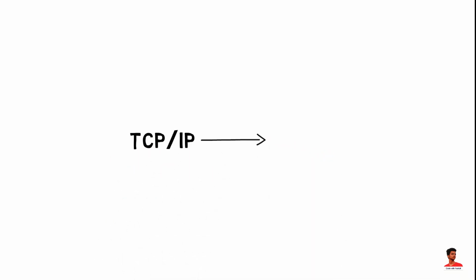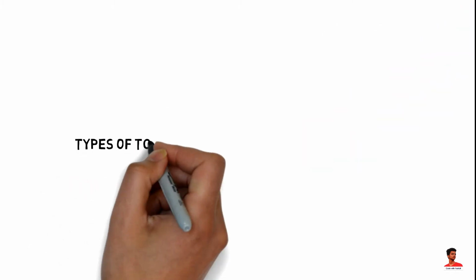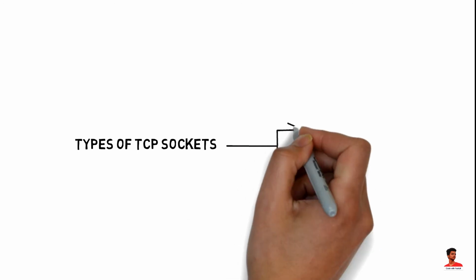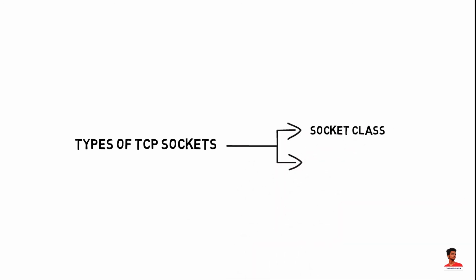TCP/IP is the protocol of the internet which is used to interconnect different hosts. A reliable communication is provided by TCP/IP between two endpoints. A socket is considered an endpoint of communication flow and is a mixture of an IP address with a port number. There are two types of TCP sockets in Java. First is the Socket class and second is the ServerSocket class.